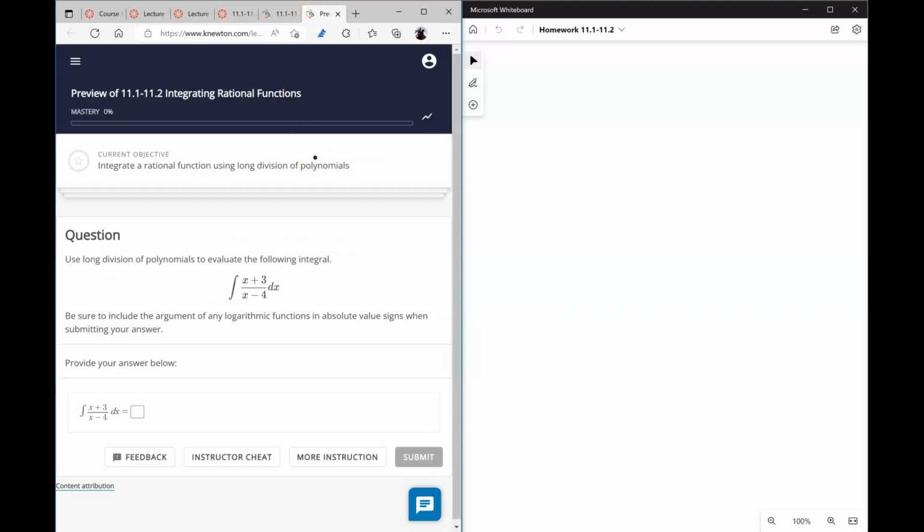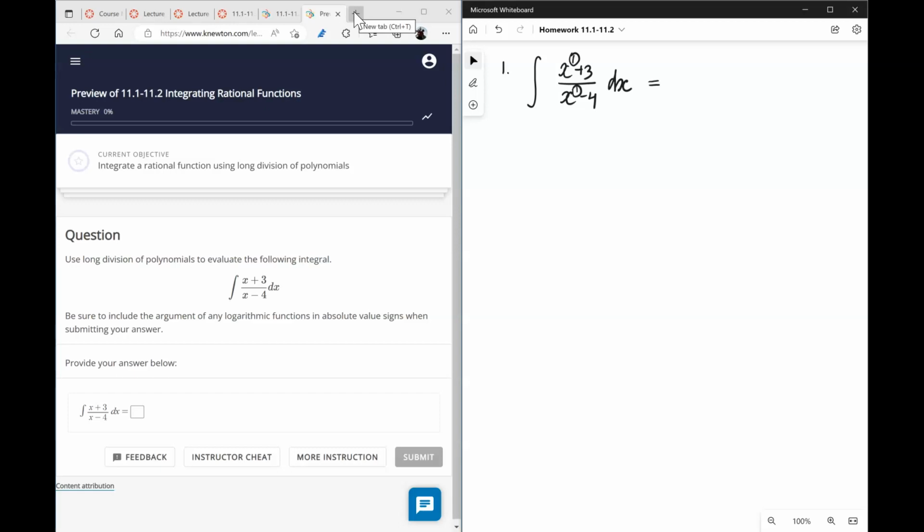And the first question also gives us a hint, but even without a hint, we understand that this rational function is improper. Improper meaning the degree of the polynomial in the numerator is not less than the degree of the polynomial in the denominator. So that means we can use long division to write it in quotient form, which essentially will break it down and will allow us to reevaluate the integral.